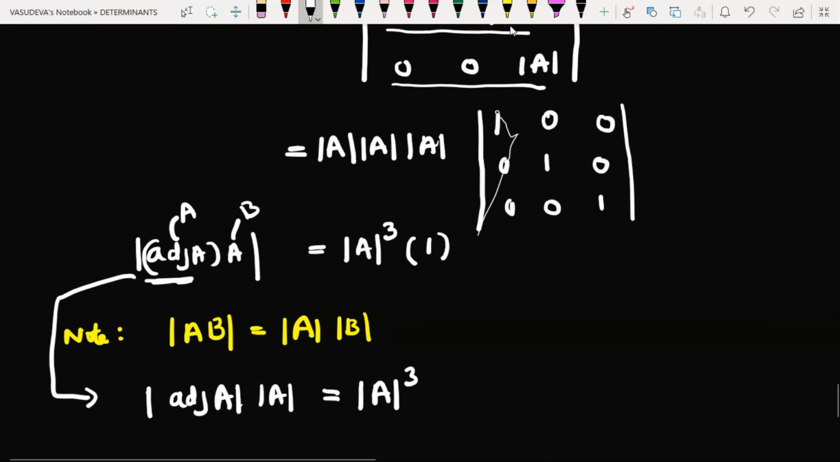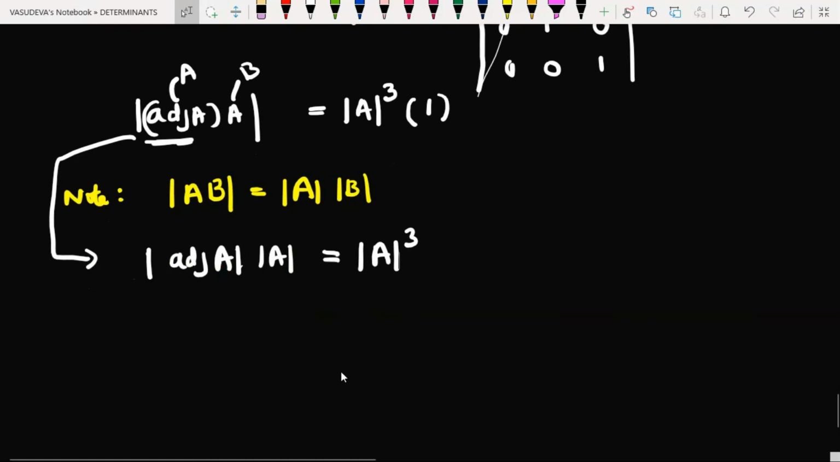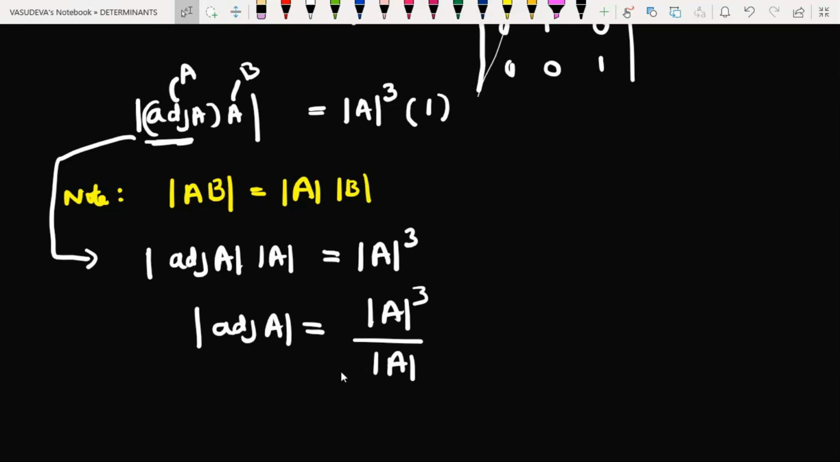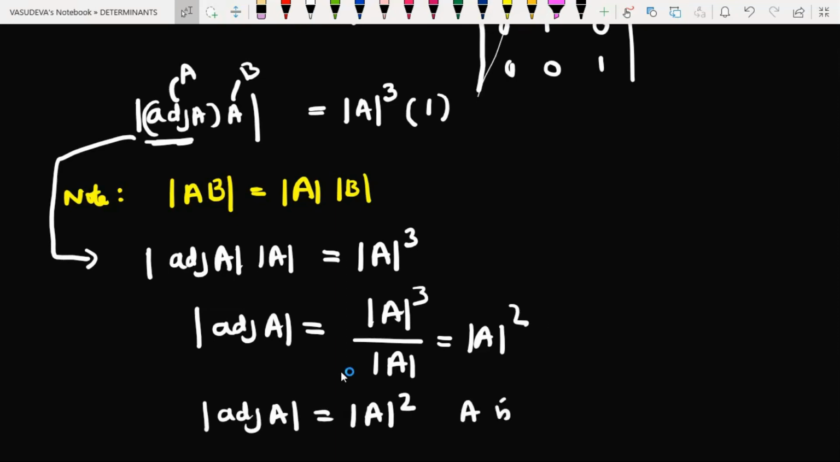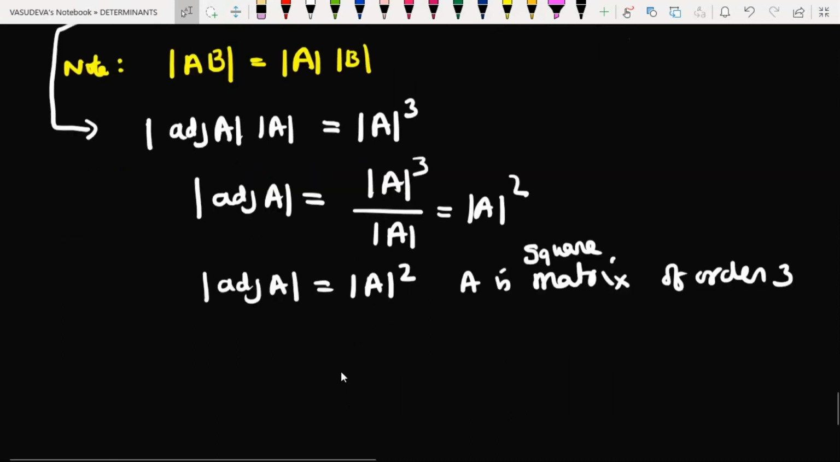So we have determinant of adjoint of A into determinant of A is determinant of A whole cube. Now we can write determinant of adjoint of A is equal to determinant of A whole cube divided by determinant of A. So this is determinant of A whole square. So we have determinant of adjoint of A is determinant of A whole square. Here A is a square matrix of order 3, then we have determinant of A square.